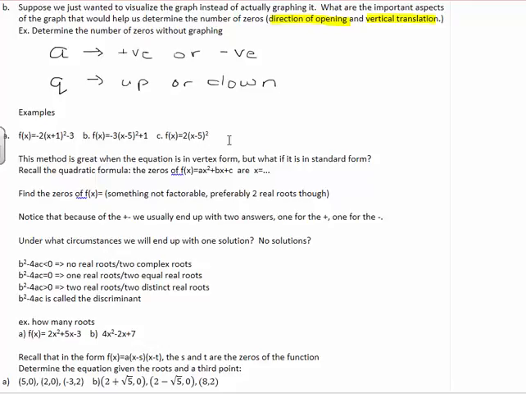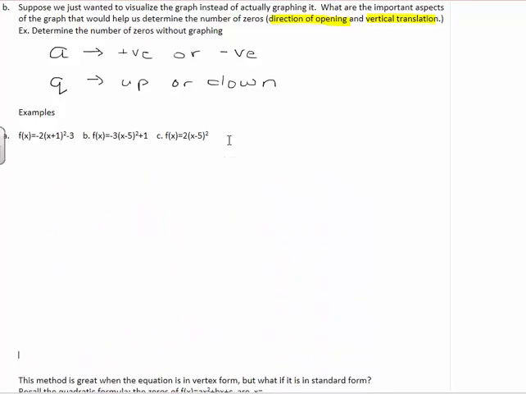We'll make some space, do a few examples together of these questions where we don't graph to find out how many zeros there are. We can just do it by sketching. Keep in mind this works for how many zeros there are, not if it's asking you what the zeros are.